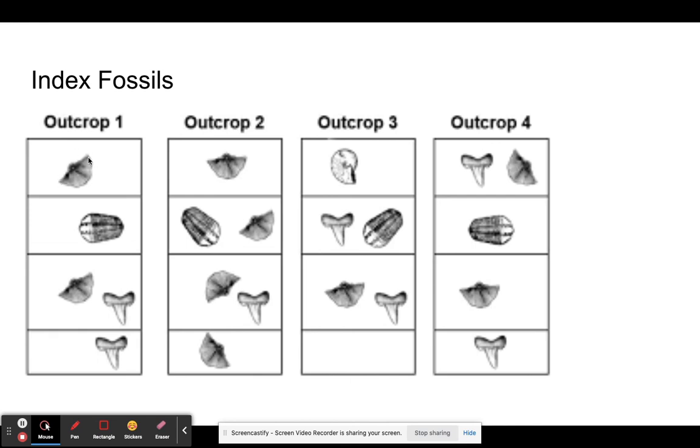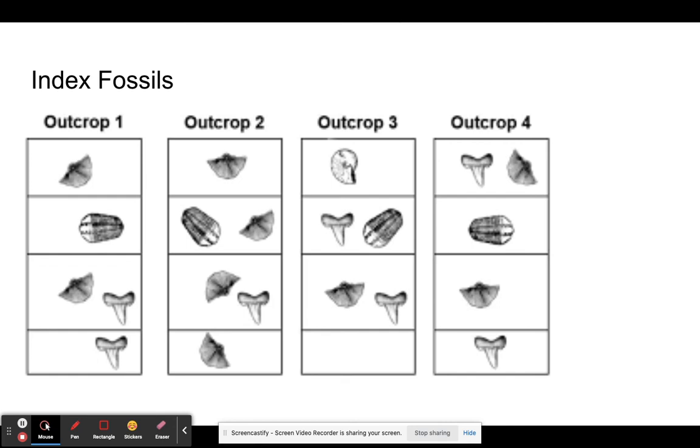This fan-shaped shell thingy, is it widely distributed? Can you find it in every location? Well, it's definitely in location 1 or outcrop 1, definitely in number 2, definitely in number 3, and oh look, it's actually found in outcrop 4 as well. So far so good. It matches the rule for being found in many locations.